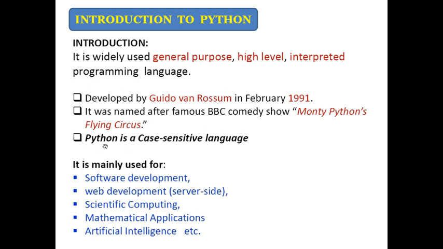Now, very important, Python is a case sensitive language. Like almost other programming languages, C, C++, Java, Python is also a case sensitive language. That means uppercase letters and lowercase letters are treated in a different manner in Python. It is mainly used for software development, web development, server-side applications, scientific computing, mathematical applications, artificial intelligence, etc.